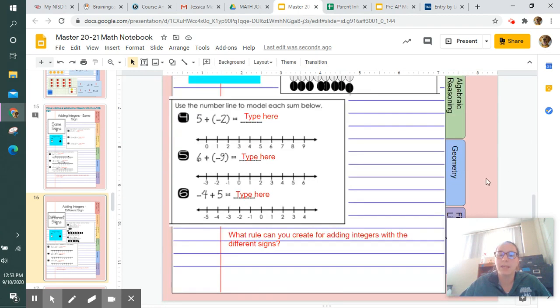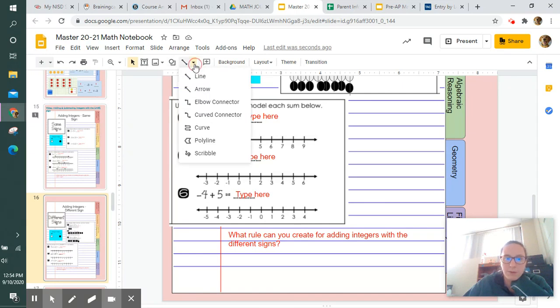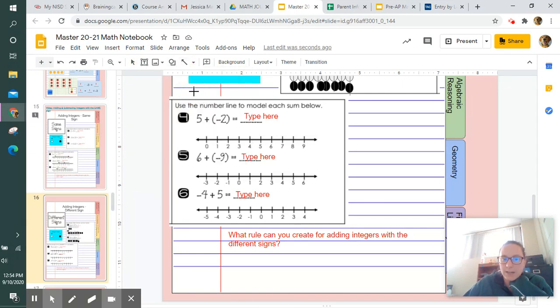Okay? Now, over here, we're going to use the number line to model each of the sums. So just like yesterday when we had our arrows, you can click at the top up here, and you can select an arrow. Just like yesterday, we're going to start at 0. And our first number is positive 5. So we're going to draw an arrow from 0 to positive 5. Okay? And our second number says negative 2.